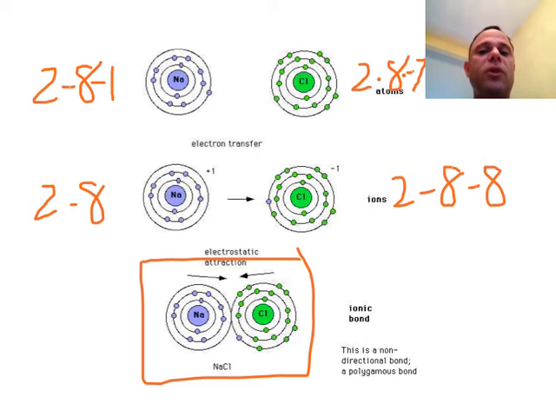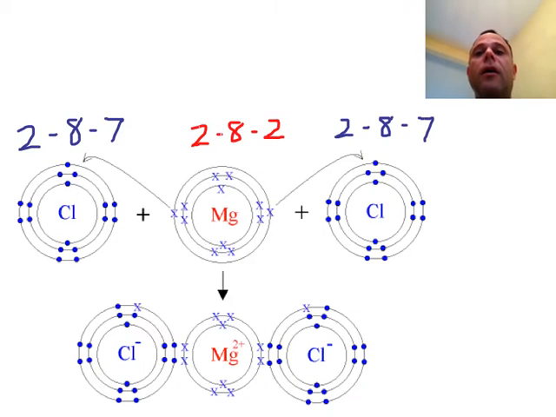So let's move to that one and dissect it so that you understand it best. All right, let's look carefully at this example here. Here we have in the center magnesium. It has an electron configuration of 2 x's in the first shell, 8 x's in the second shell, and 2 x's in its valence shell.